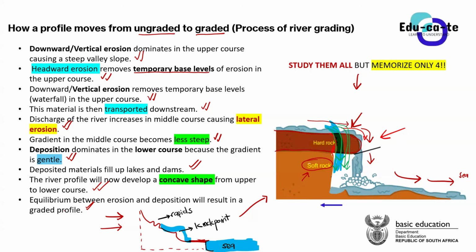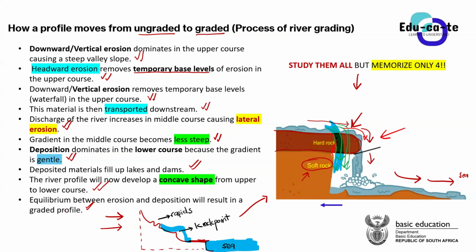So we end up having this graded river profile. When a river profile is changing from being ungraded to being graded, it simply goes through the normal processes that happen at these courses. I already explained this in the river profile: what happens at the upper course, the middle course and the lower course. So we're just rewriting these processes to say that if your river profile is no longer graded, it now has some temporary base levels of erosion, such as waterfalls, nick points and rapids. All of those can easily be eroded away.